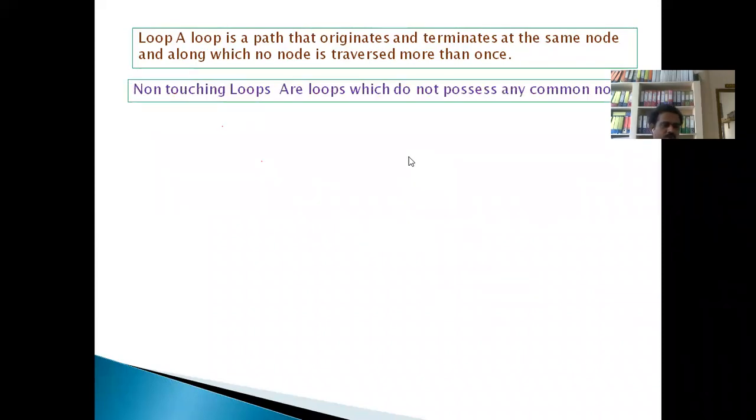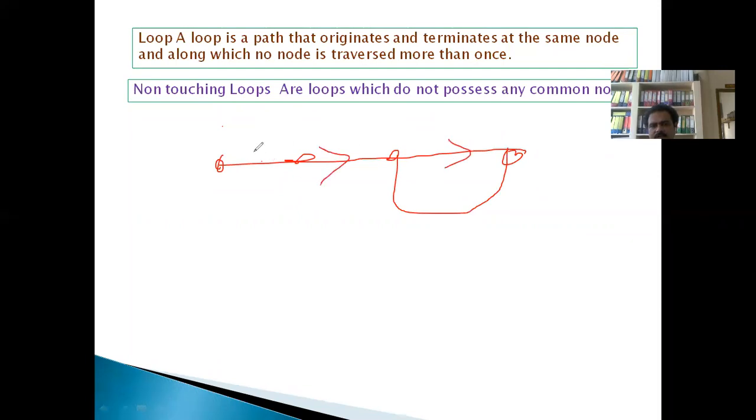So non-touching loops. Non-touching loops are the loops which do not possess any common node. Common node means, we can take one example like this. One loop is here. The signal is going in this direction, and this is feedback. So we can consider this as one loop.